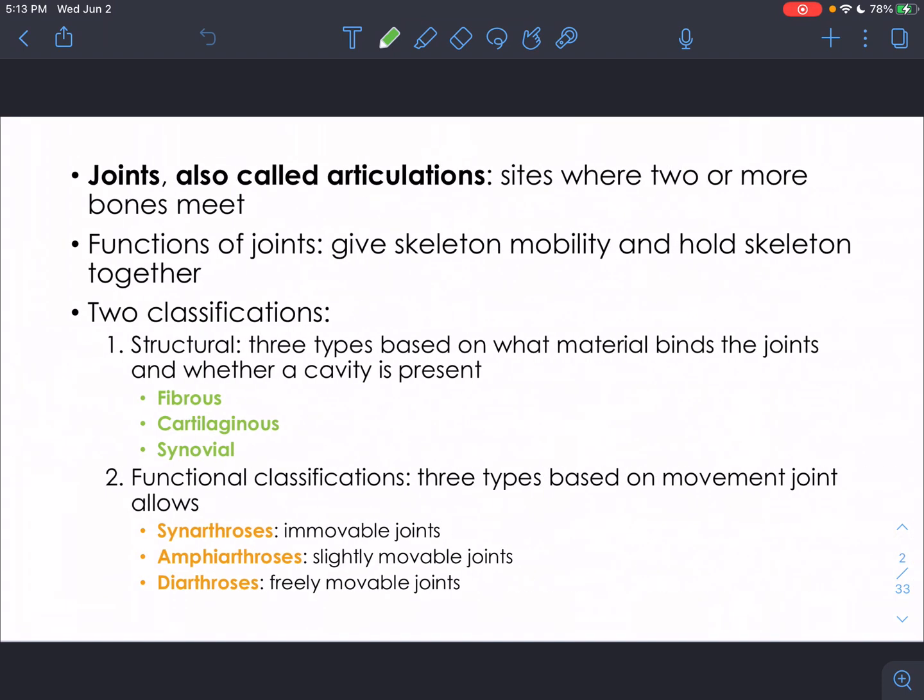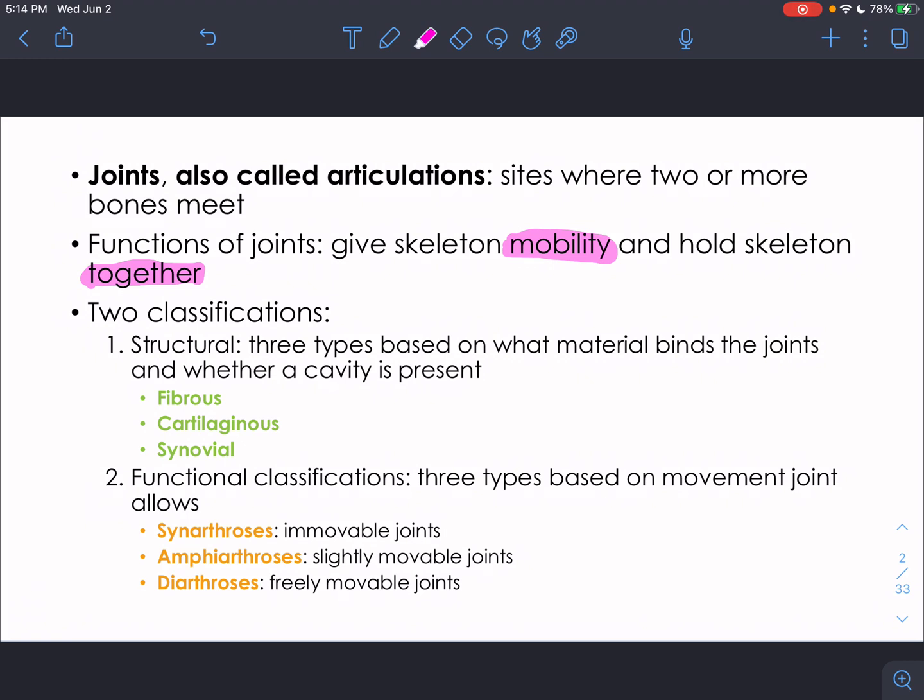Okay, so joints, also called articulations, are just the site where two or more bones meet. And there's a few different functions of joints. Some give the skeleton mobility and help create movement, and other types of joints help hold the skeleton together. So depending on what type of joint you have, you're either producing mobility or stability.